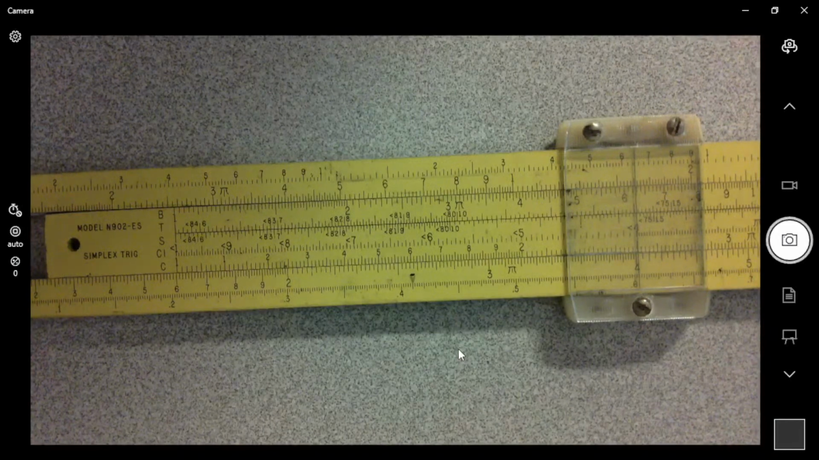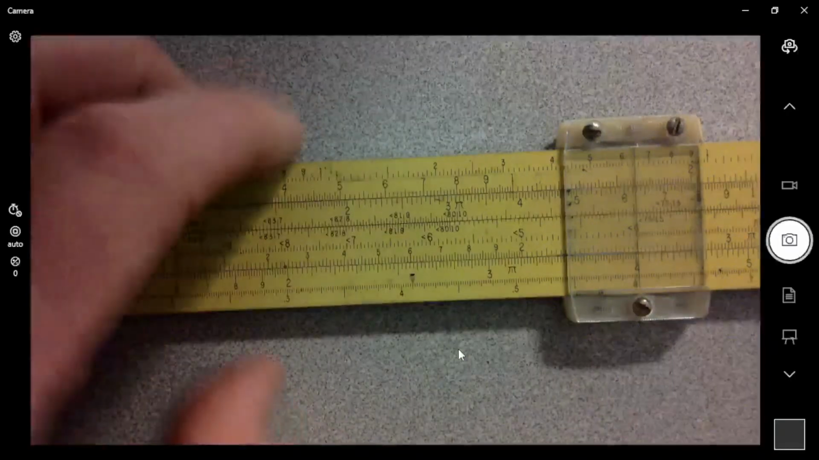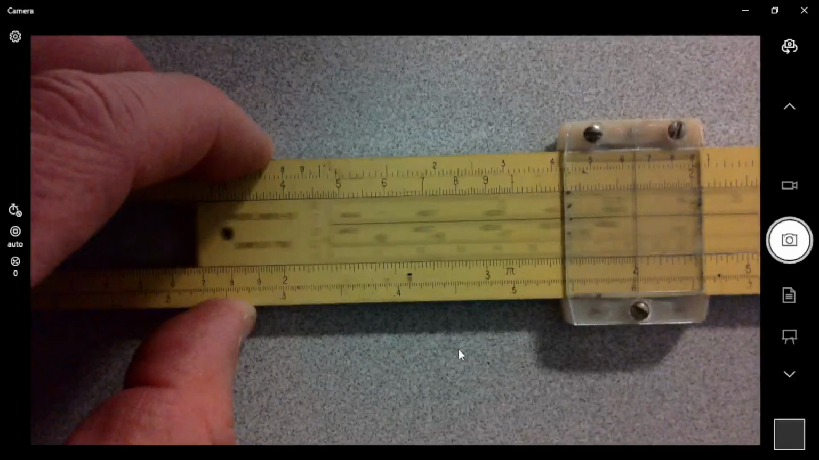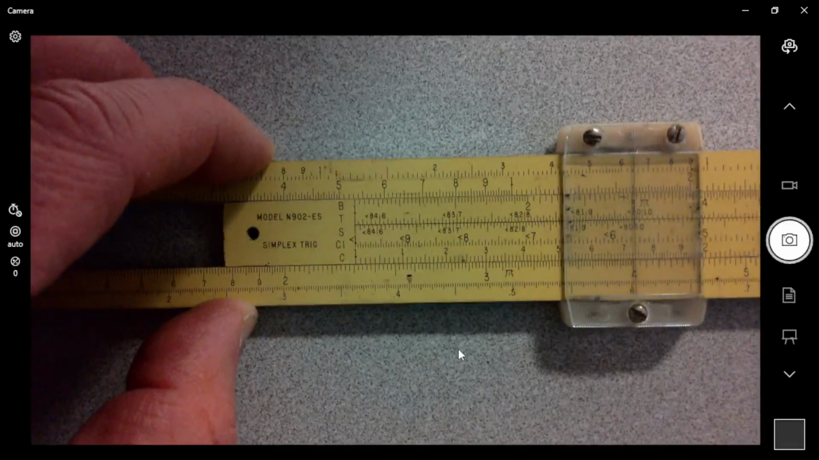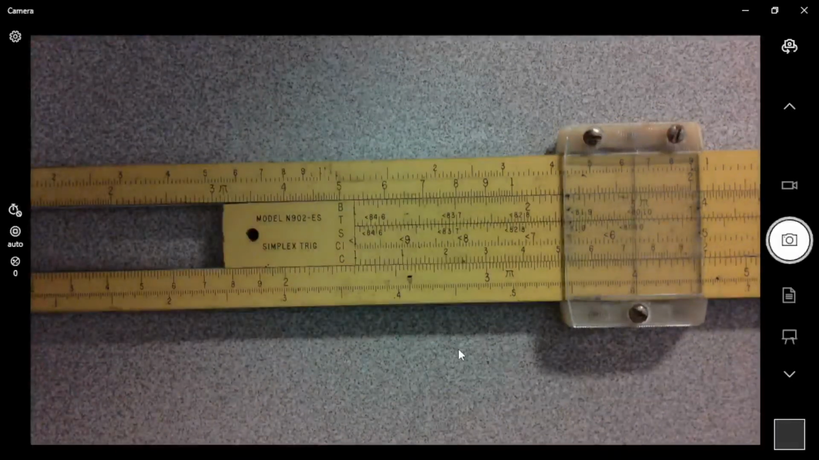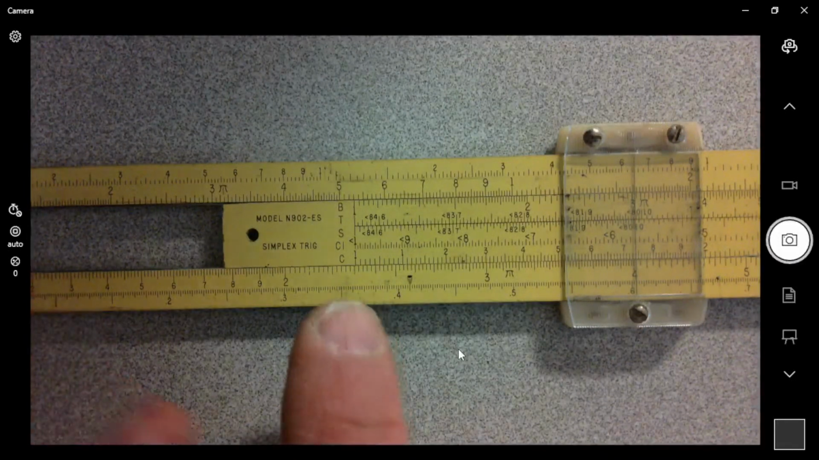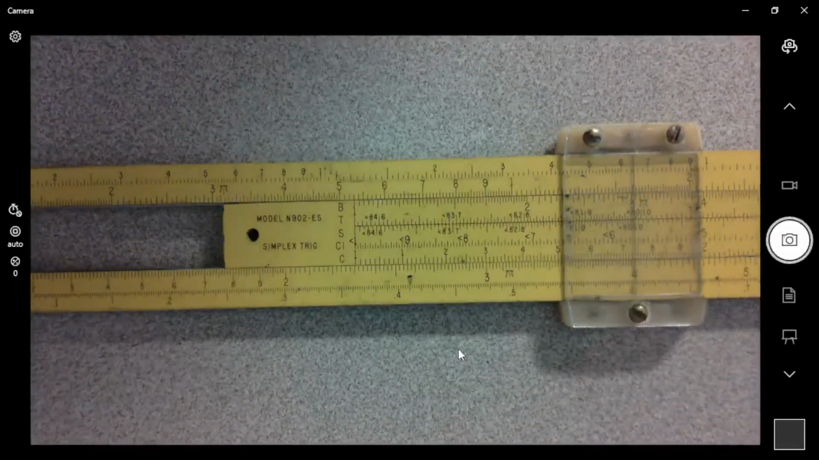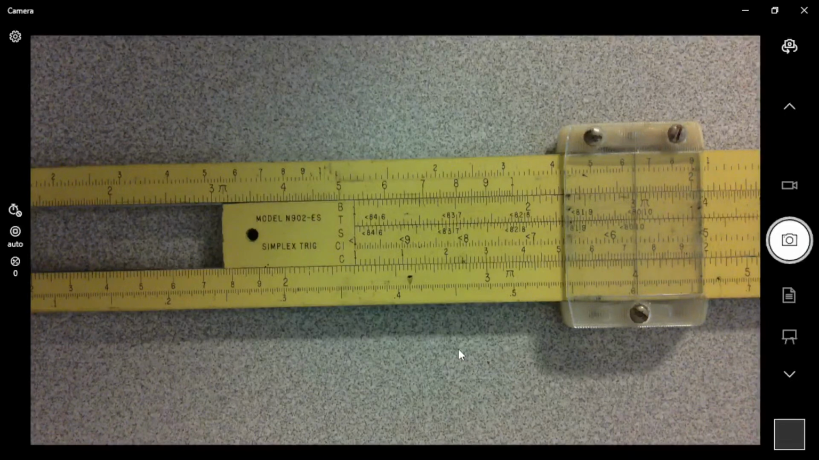And I wanted to divide that by 3. So I'll move the bottom slide over to 3. There we go. So 16 divided by 3 will be actually right where the 1 is, right there. So that's 5.3 and a little bit more. Isn't that cool? So you can do division, multiplication. We could do exponentiation. I think we have to use a different slide for the exponentiation. But that's the basis for a slide rule.